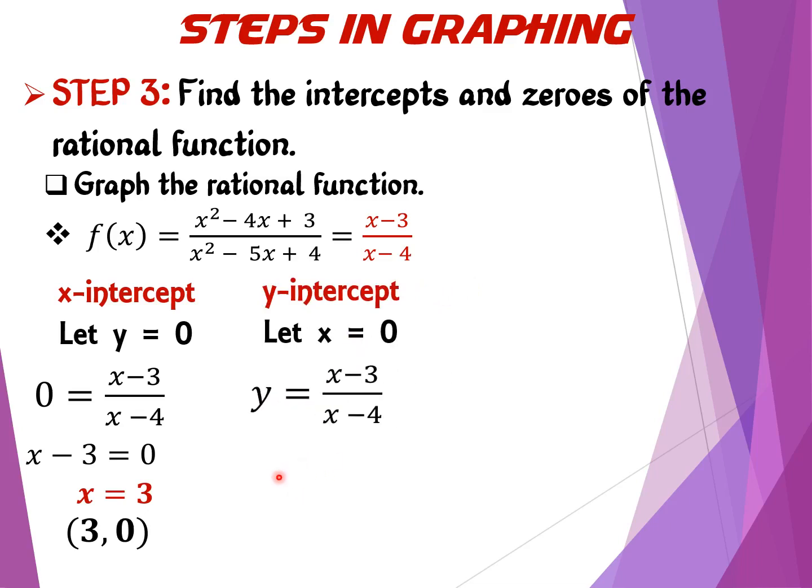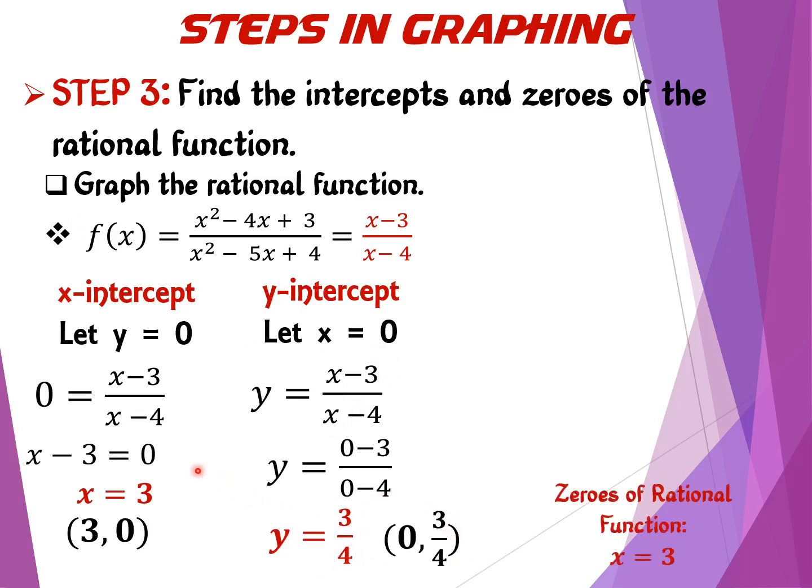Now, to find the y-intercept, we will let the value of x this time equal to 0. So, substitute 0. Therefore, you will have negative 3 divided by negative 4. Your y-intercept is positive 3 over 4. And the coordinates will be 0 and 3 over 4. So, x is 0, y is 3 over 4.